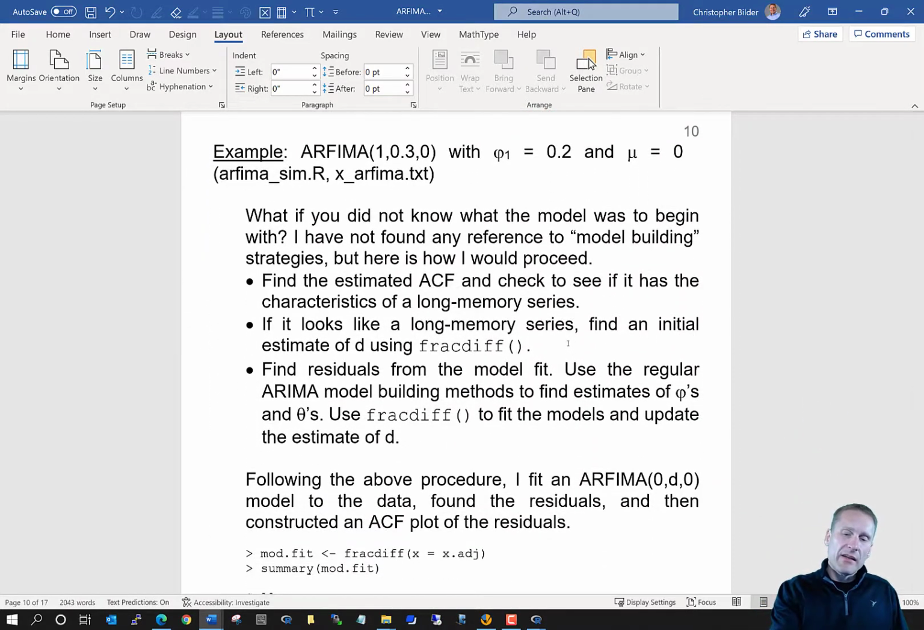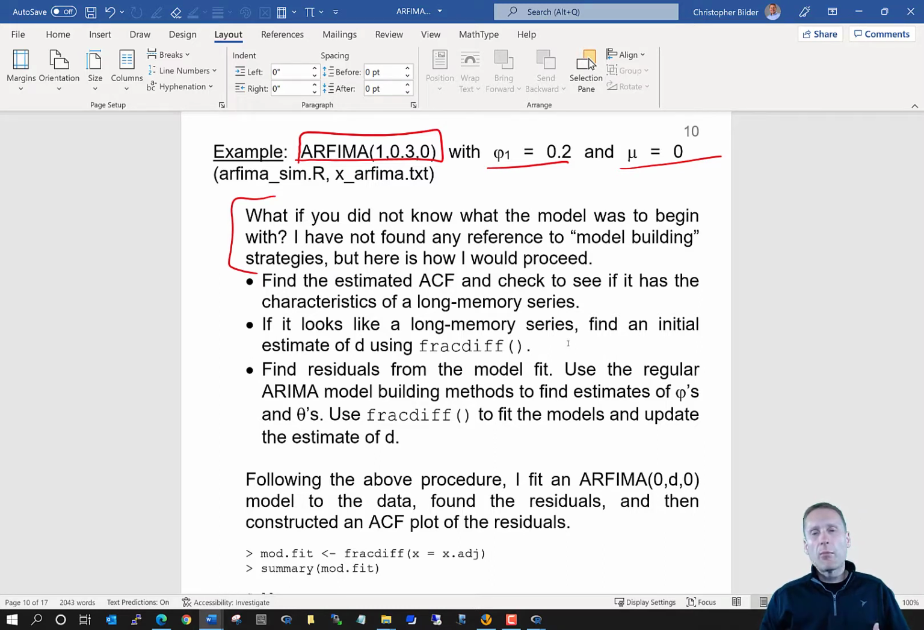I want to do one more example, I should say. Going back to this ARFIMA model, where we simulated data from an ARFIMA 1,d,0, where phi1 was 0.2, mu was equal to 0. And let's say that we didn't actually know what model to begin with from the start. How would I approach model building in this situation to choose an appropriate model?